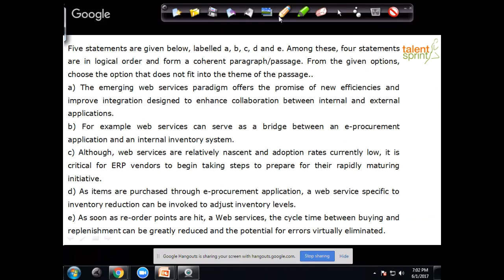So let's focus here. Your time starts now. 1 minute. Go. 40 seconds over.